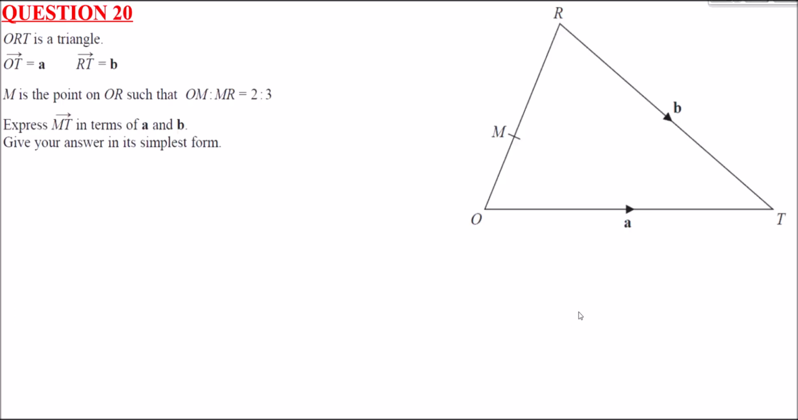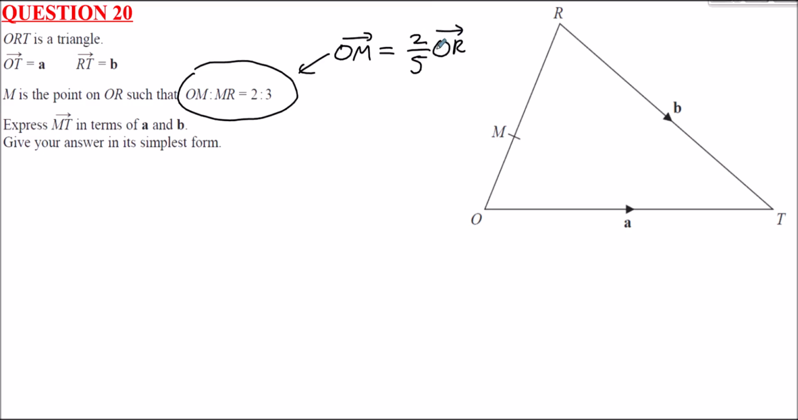Question 20 is about vectors. So ORT is a triangle. From O to T is vector A, and from R to T is vector B. M is a point on OR such that OM to MR equals 2/3. So from this we can make a point actually. What that means is that OM, in fact I'm going to call it, OM is basically just 2/5 of the whole length from O to R. It's just that piece of it.